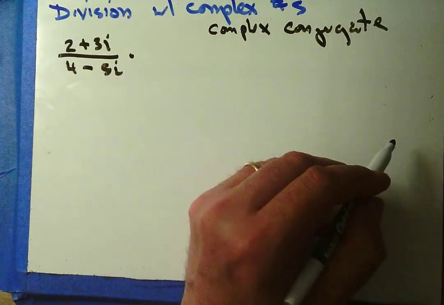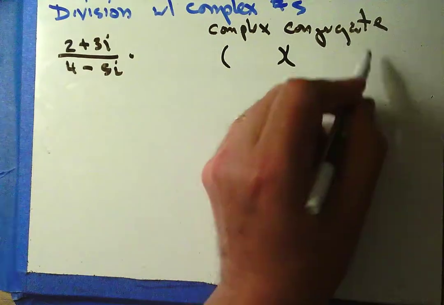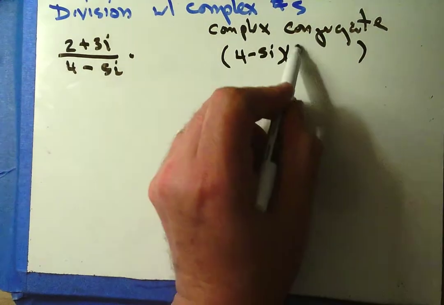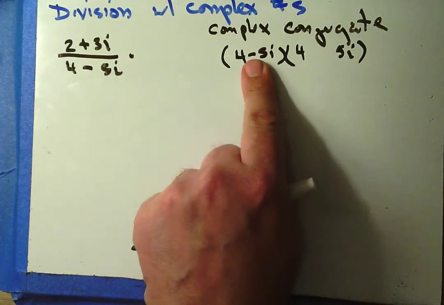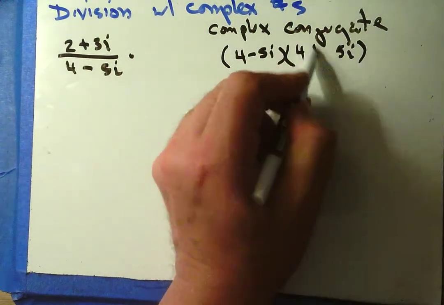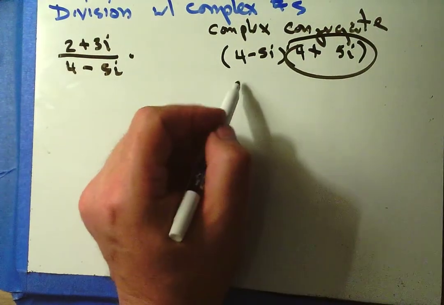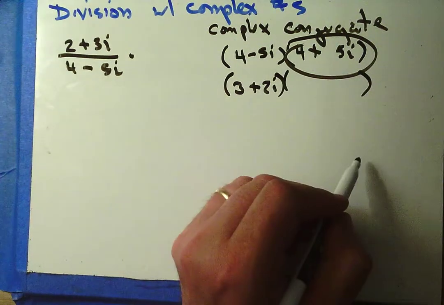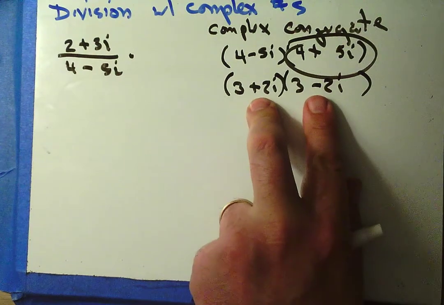The complex conjugate does not mean change both signs. We're trying to build something that looks like a difference of squares. So I'm still going to have the 4, I'm still going to have the 5i, but if this is a minus, this one needs to be a plus. So there's my complex conjugate. But if I had 3 plus 2i, then my complex conjugate would be 3 minus 2i, because I'm trying to build that thing that looks like a difference of squares.